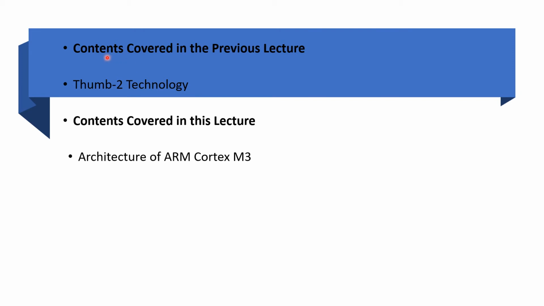In the previous lecture we discussed Thumb-2 technology, and in today's lecture we shall discuss the architecture of ARM Cortex M3. In Thumb-2 technology, we have seen that the Cortex M3 supports both 16-bit as well as 32-bit instructions and data types with a single instruction itself. That means there is no need to use separate instructions to handle 16-bit data and 32-bit data separately.